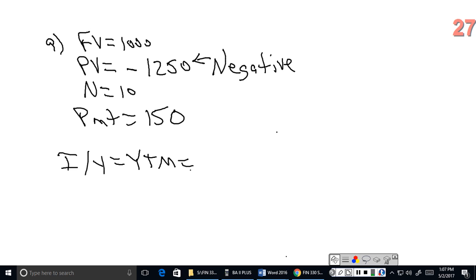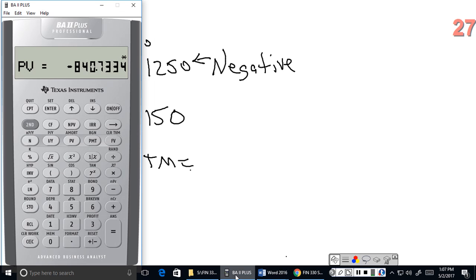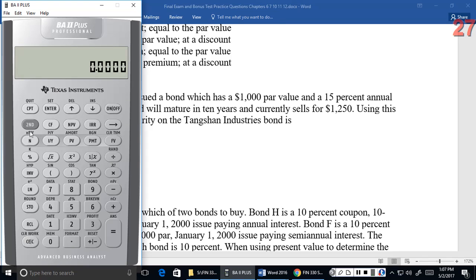All right, so once we have that, let me switch over here. Okay, so again, really important. So we're going to go through the clear process. And I'll enter the information. $1,000 is the future value. $12.50, negative, we'll make it negative here, is the present value. 10 is my N, and 150 is the payment. Then I want to compute the I/Y. And it comes up to 10.79%.